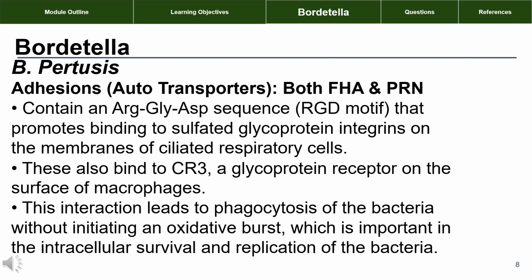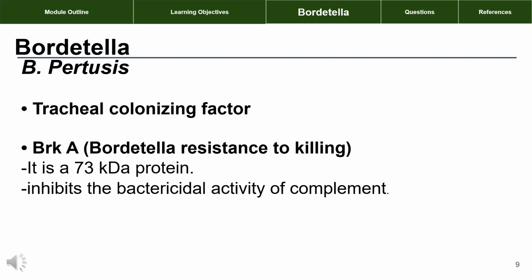So the role of both FHA and PRN is for your adhesion. So it contains the sequence of amino acids that promotes binding to sulfated glycoprotein integrins on the membranes of ciliated respiratory cells. So this also binds to CR3, and that is a glycoprotein receptor on the surface of your macrophages. The interaction leads to phagocytosis of the bacteria without initiating an oxidative burst. So that is important in the intracellular survival and replication of the bacteria. Next, we have your tracheal colonizing factor. Another one is your Bordetella resistance to killing A or BrkA. So this is a 73 kilodalton protein. It inhibits the bactericidal activity of the complement.